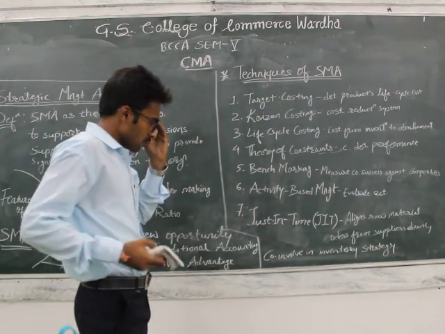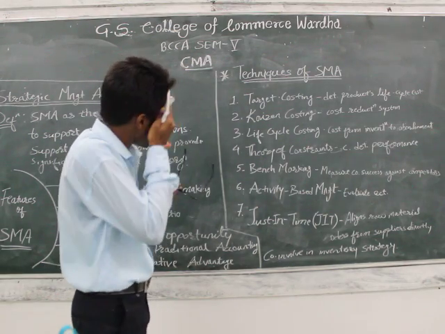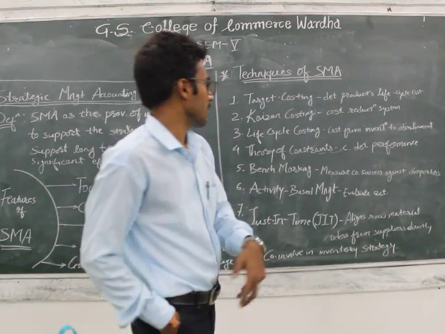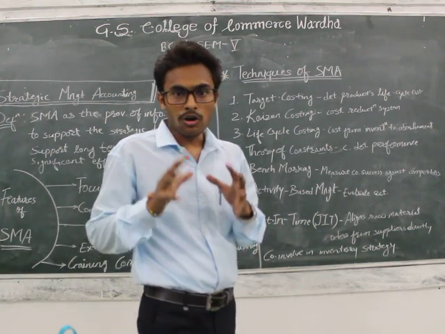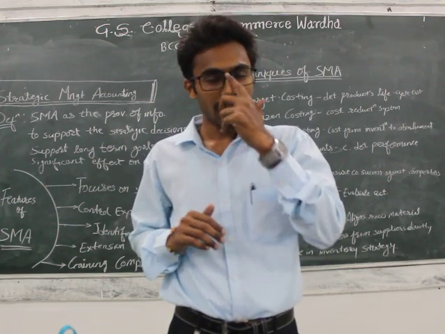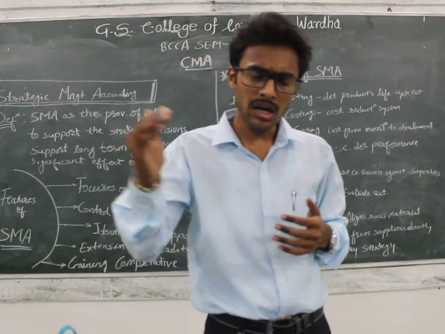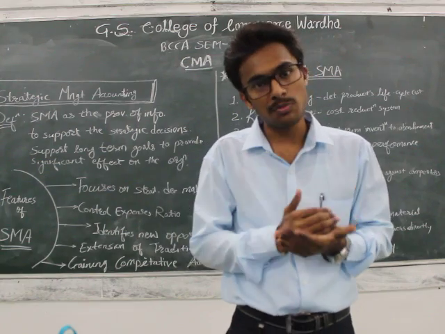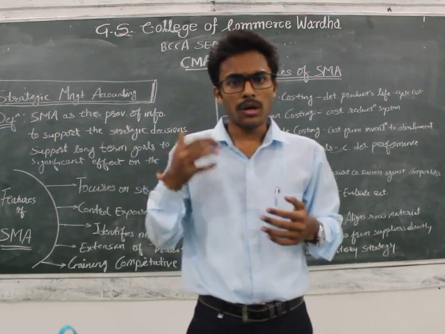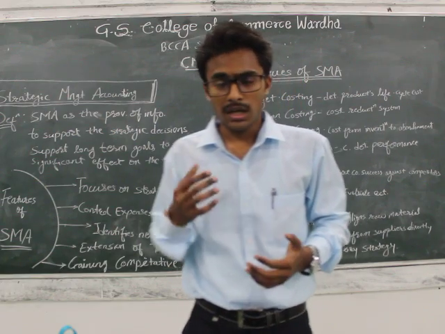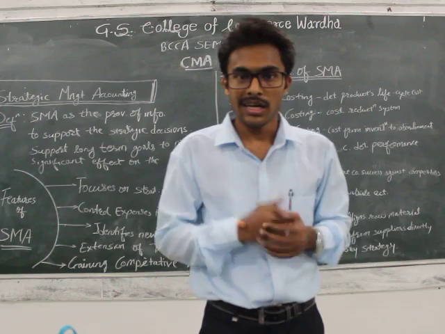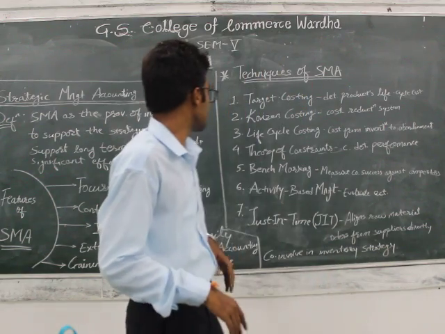Coming to the second technique of strategic management accounting. The second technique is Kaizen costing. Kaizen costing means a costing system which can reduce your cost by reducing expenses and reducing your wastages, by which you can increase your profit margin from a particular product. This is all about Kaizen costing.